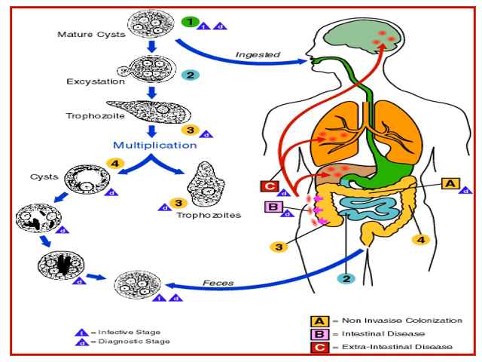Also, this is the life cycle diagram for Entamoeba histolytica. Entamoeba histolytica can cause intestinal infection and extra-intestinal infection to the liver, lung, brain, and the skin.